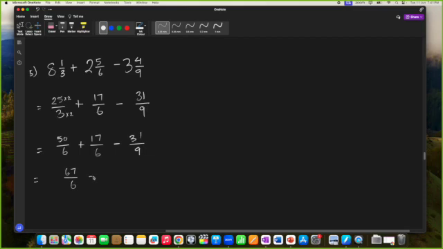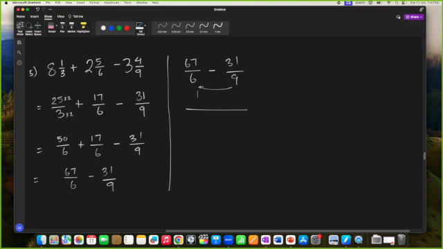Let me know if I'm wrong about that. Minus 31 over 9. And so we kind of boil it down. Now, we could still do equivalent fractions, but let me just use the normal method here. First, we'll multiply the denominators. So 6 times 9 is 54.